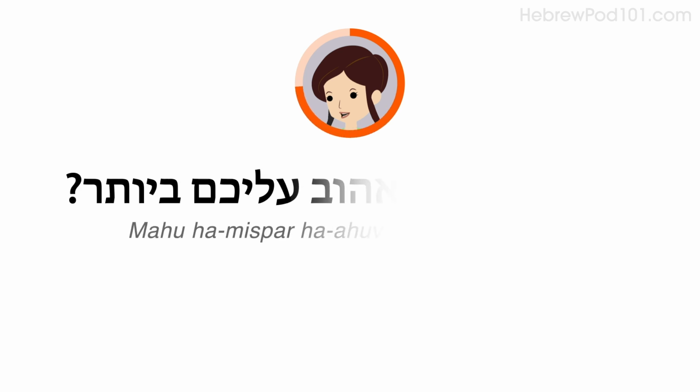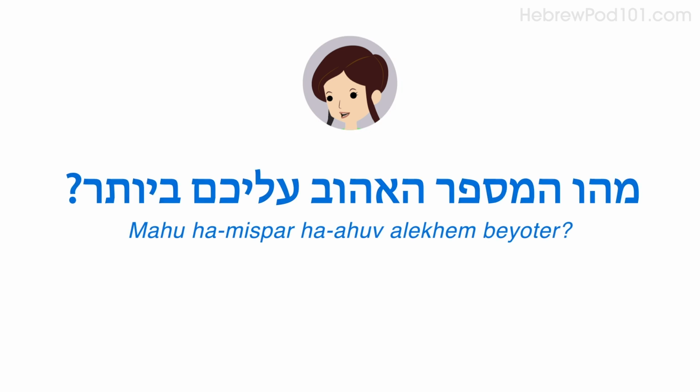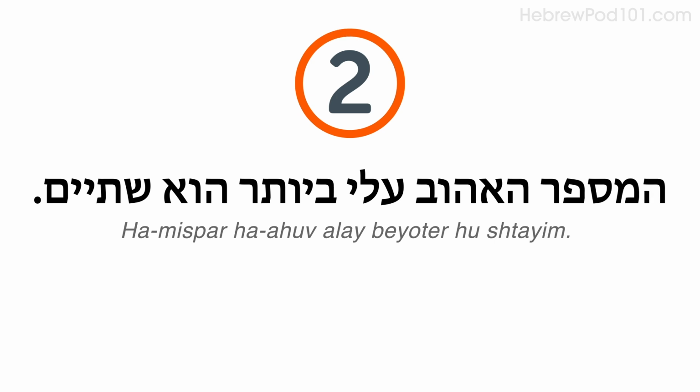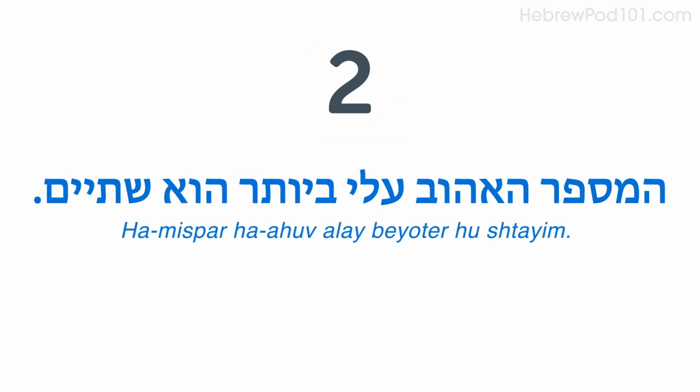Okay, now it's your turn. Do you remember how to say, "What's your favorite number?" מהו המספר האהוב עליכם ביותר? Imagine it's 2. Do you remember how to say 2? 2. Say, "It's 2." המספר האהוב עליי ביותר הוא 2. Now answer the question saying, "It's 2." מהו המספר האהוב עליכם ביותר? המספר האהוב עליי ביותר הוא 2.